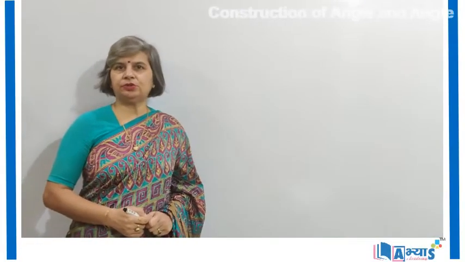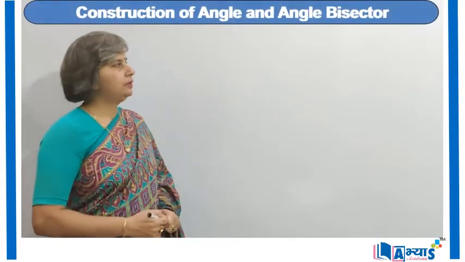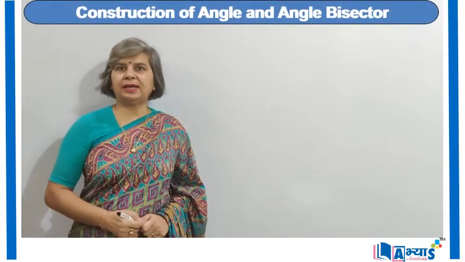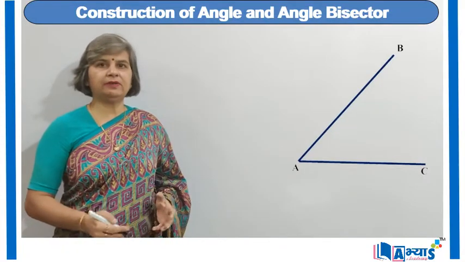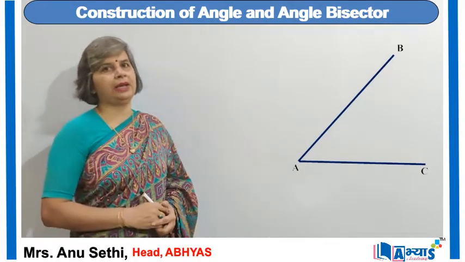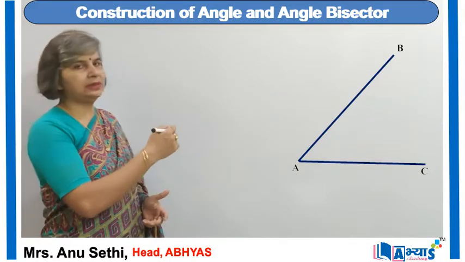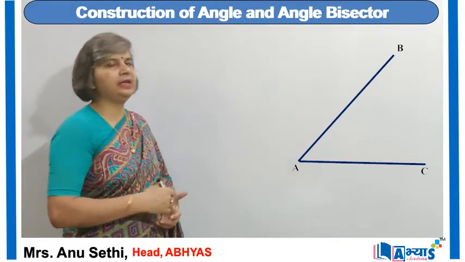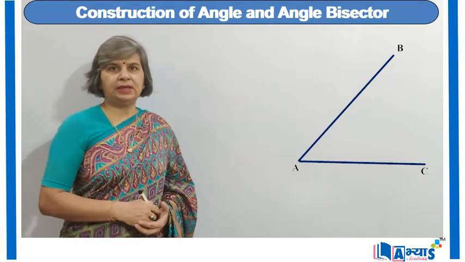The concept of the construction of an angle bisector. That means we are trying to bisect an angle, or we can say if we are given an angle, we are trying to divide the angle into two equal angles. So basically, let us take the case, we are given an angle BAC, the vertex is A.